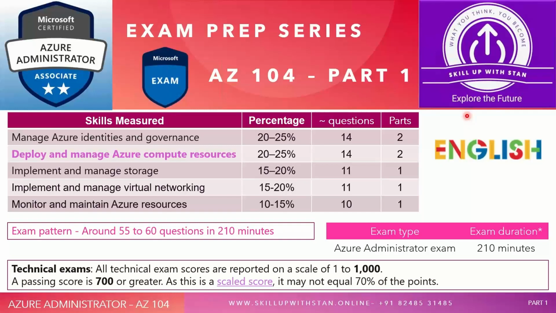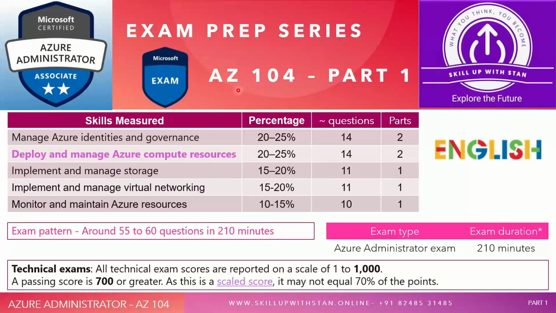Welcome back. In this video, we are going to discuss the Azure Administrator exam, which is the AZ-104 exam code. In this particular video, we are going to focus more on the compute related exam questions. In AZ-104, you can expect around 55 to 60 questions in this exam. If you are appearing for the exam from non-native English speaking countries, you might get more time, but in general, it is 210 minutes to complete the Azure Administrator exam.